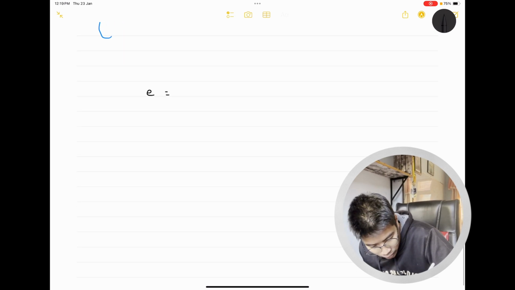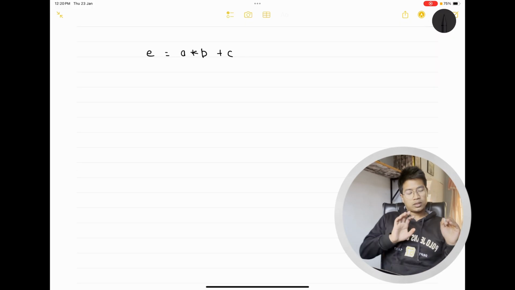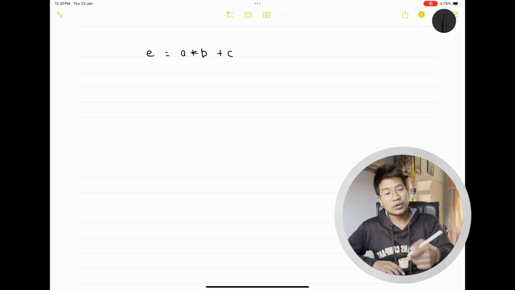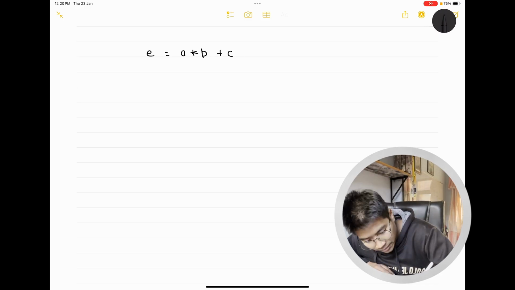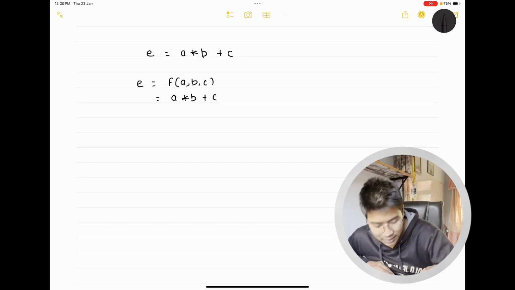Let's look at this example now. E is equal to a times b plus c. Over here this equation can be thought of as a function. So let's write it in terms of a function. E is basically a function of a, b and c, right? That is a times b plus c.